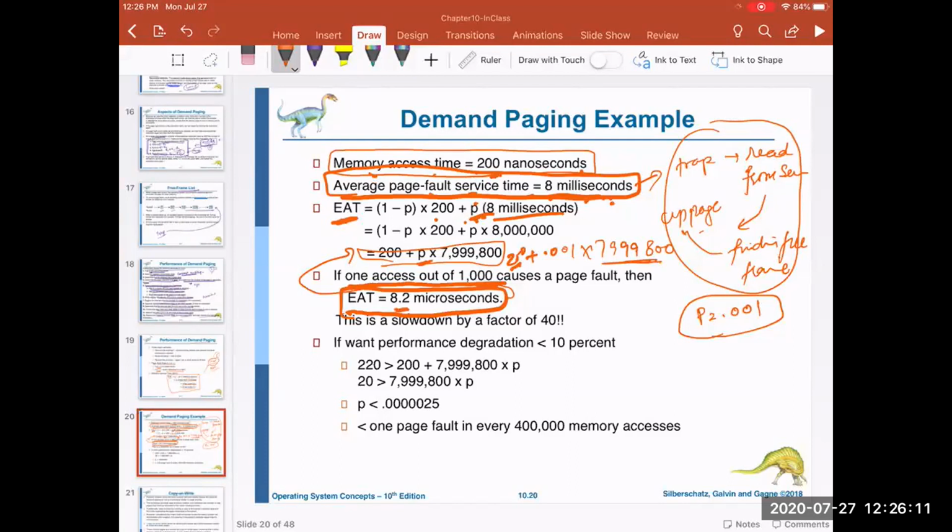So rather than with 0.001 probability of page fault, our memory access time has increased from 200 nanoseconds to 8.2 microseconds. So this is a slowdown by a factor of 40. So if this is the probability of a page fault happening, this is a slowdown by... go ahead, Shah. Yeah, you can ask.